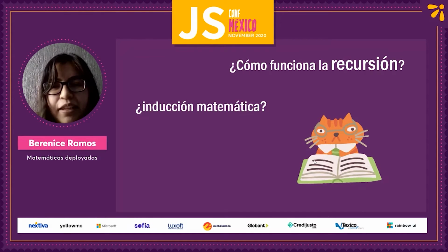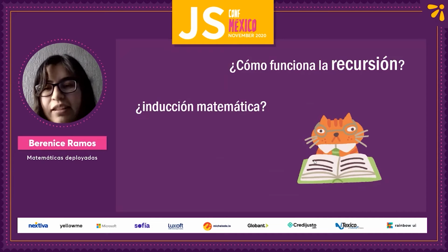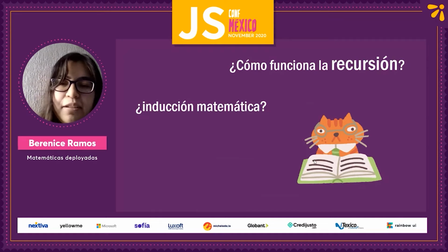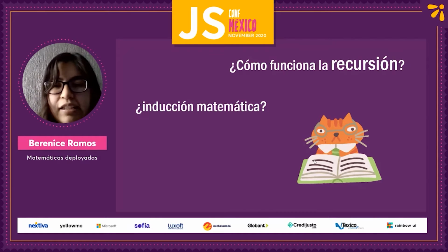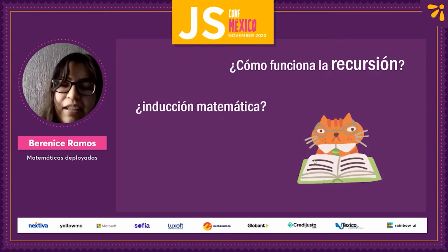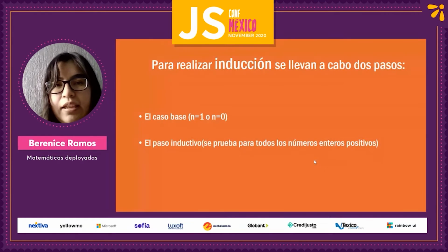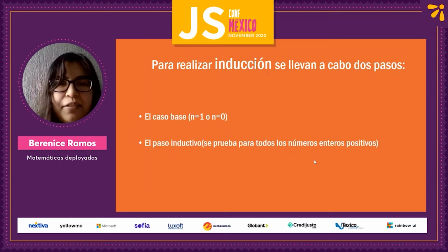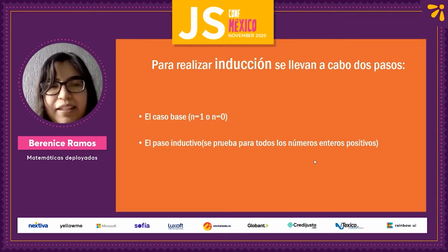It is a mathematical method that is used to prove whether a property is true or false for integers. Integers are what we know, for example, 0 and 1, and moving forward, 2, 3, 4, 5. So to do this mathematical induction, we have two steps.